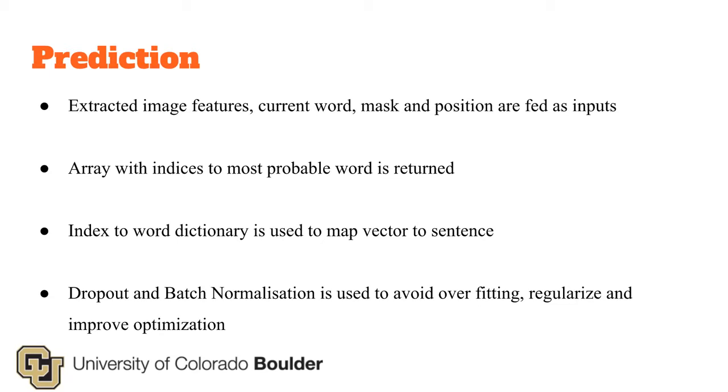During preprocessing, we create a dictionary that maps index to words so that all phases of our model are referring to the same coherent vocabulary. Now the array returned from prediction is used to map indices to meaningful words from the vocabulary. We make use of dropout and batch normalization to avoid overfitting, regularize, and improve optimization. Now Hyung will speak further with an example.